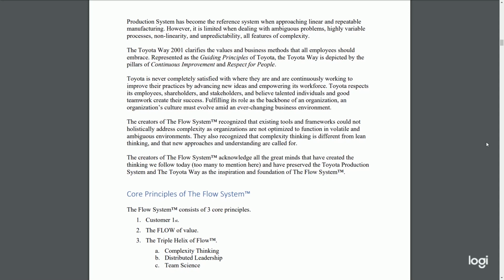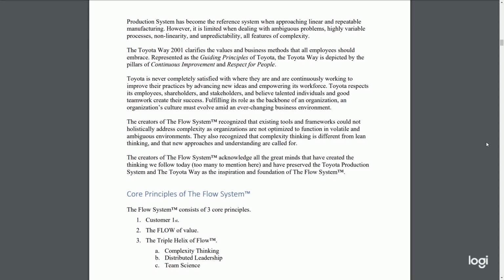The Toyota Way, 2001, clarifies the values and business methods that all employees should embrace. Represented as the guiding principles of Toyota, the Toyota Way is depicted by the pillars of continuous improvement and respect for people. Toyota is never completely satisfied with where they are and are continuously working to improve their practices by advancing new ideas and empowering its workforce. Toyota respects its employees, shareholders, and stakeholders, and believes talented individuals and good teamwork create their success. Fulfilling its role as the backbone of an organization, an organization's culture must evolve amid an ever-changing business environment.